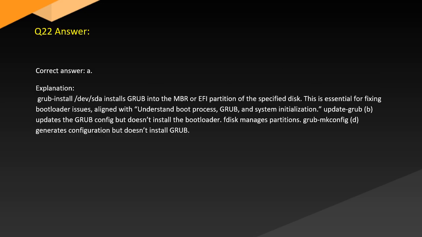Answer. Correct answer A. Explanation. grub-install /dev/sda installs GRUB into the MBR or EFI partition of the specified disk. This is essential for fixing bootloader issues, aligned with understanding the boot process, GRUB, and system initialization. B, update-grub, updates the GRUB config but doesn't install the bootloader. C, fdisk, manages partitions. D, grub-mkconfig, generates configuration but doesn't install GRUB.